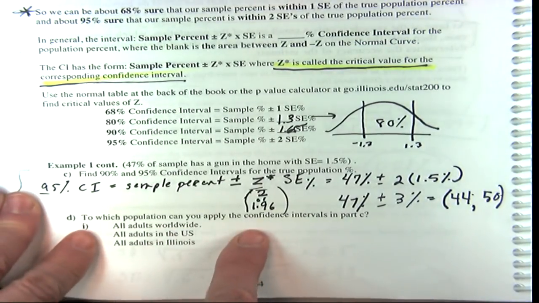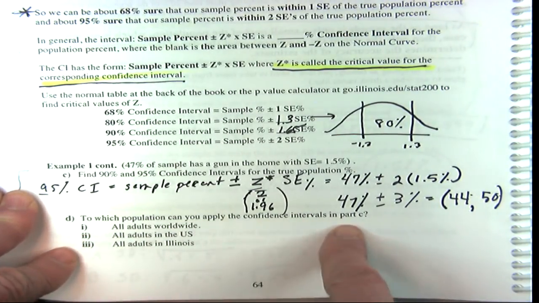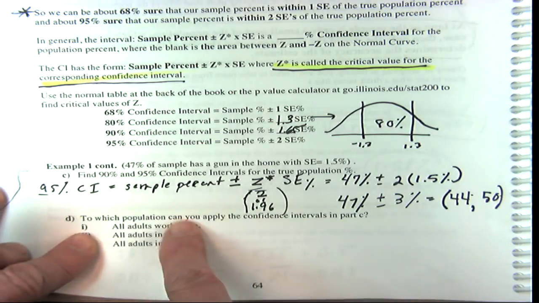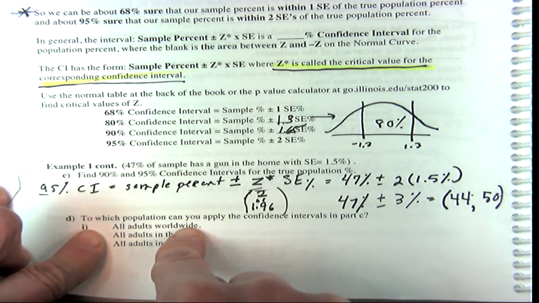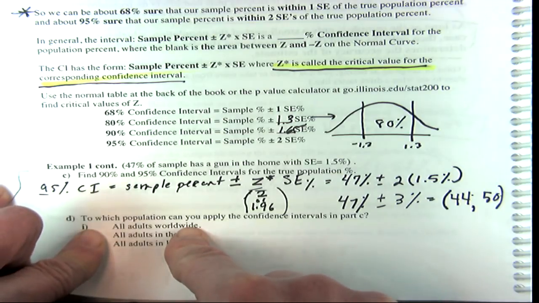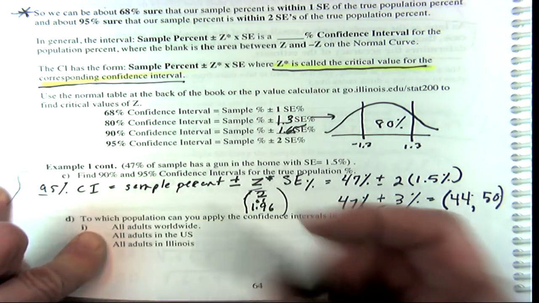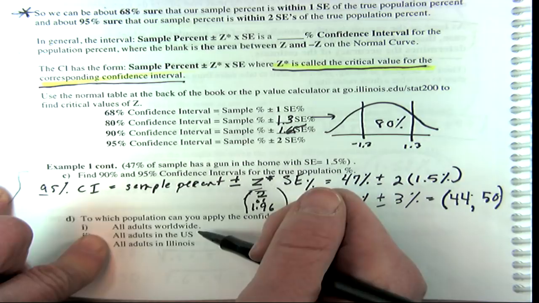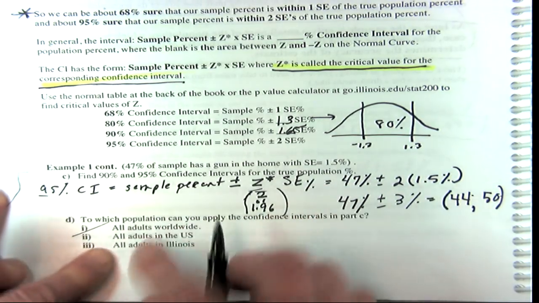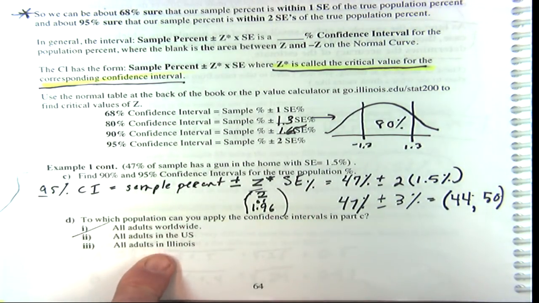And to which population can you apply the confidence interval? Well, do you think you can apply it to all adults worldwide? 47% of them have guns? No. I'm sure in China there's probably like 2% who have guns, just the military, right? In Australia it might work, but it can't be all adults worldwide, that's for sure. How about all adults in Illinois? Well, no, you can't, even though you think, hey, Illinois might be like the rest of the country. Certainly all adults in Massachusetts, probably not. They're probably not going to carry it. In Texas, they're going to have a much higher percentage.